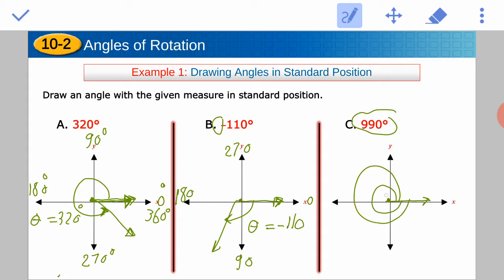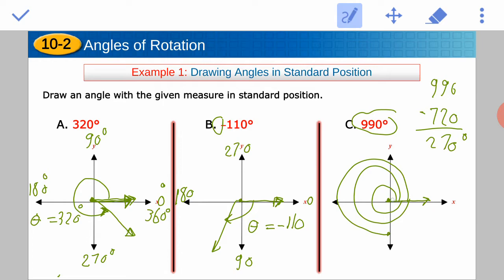Guys, 2 rounds, 2 times 360 are 720. We didn't reach 990, so we need to continue rotating. So guys, what is the difference between 990 and 720? The difference is 270 degrees, so we need to continue rotating another 270 degrees. From this point, guys, we rotate. This is 90, this is 180, this is 270, so we need to stop at this point.